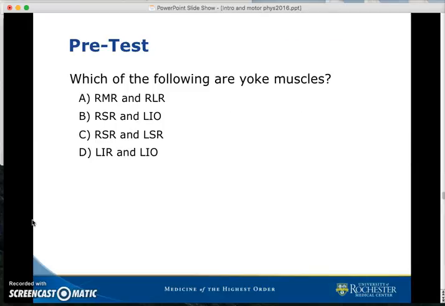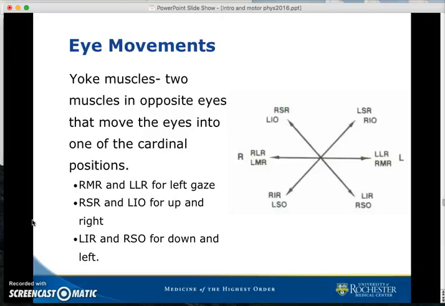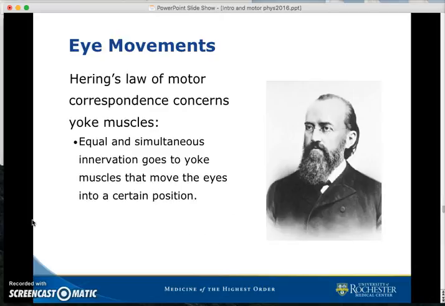Here's a quiz question, answer it. Yoke muscles are two muscles in opposite eyes that move the eyes into one of the cardinal positions. So right medial rectus and the left lateral rectus both move the eye into left gaze. The right superior rectus and left inferior oblique both move the eye up and right. Left inferior rectus and right superior oblique both move the eye down and left. So those are yoke muscles.